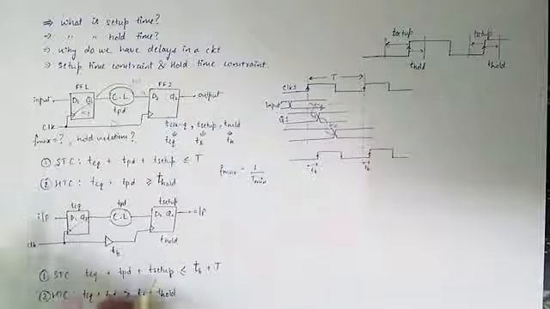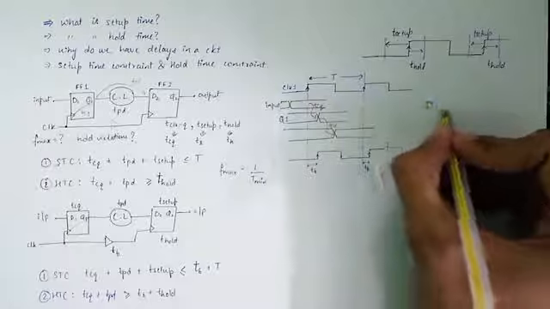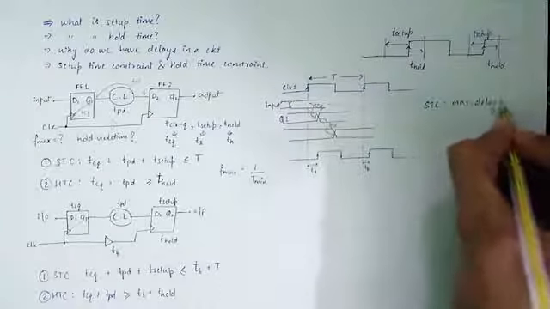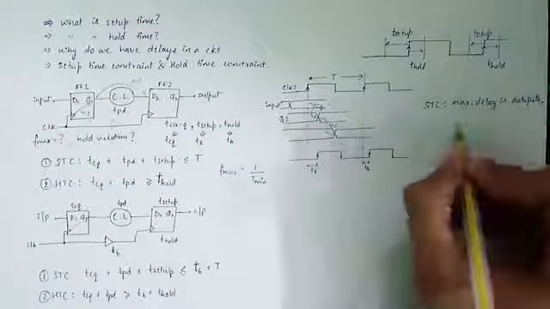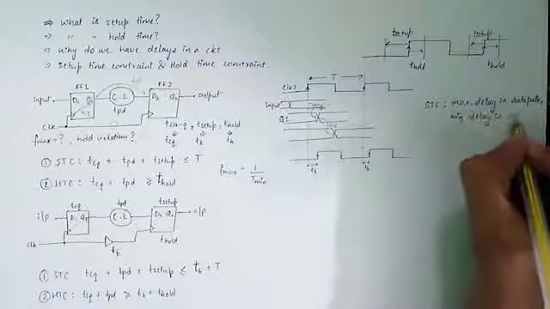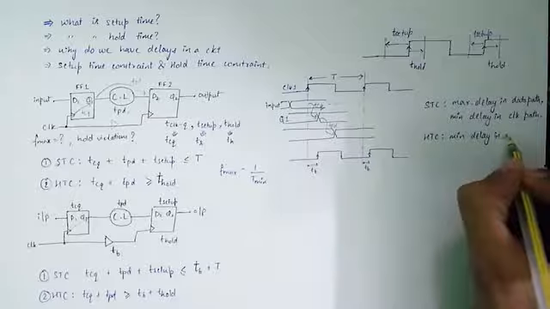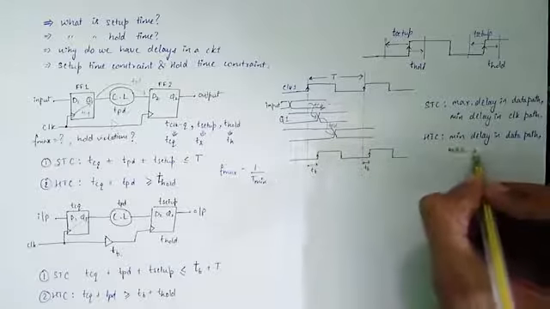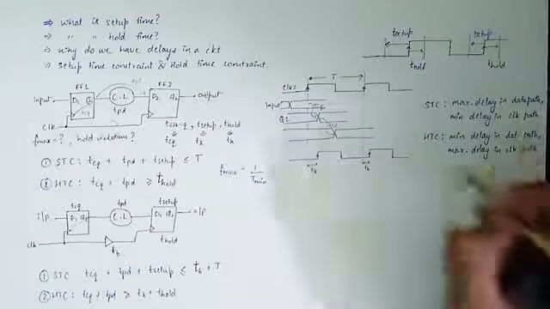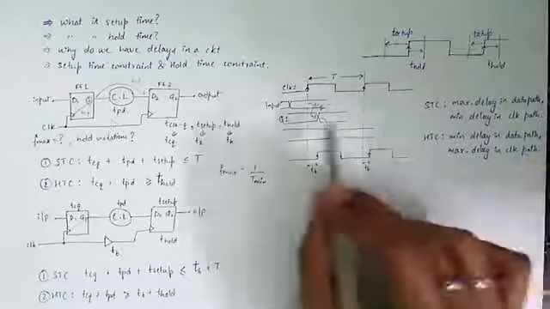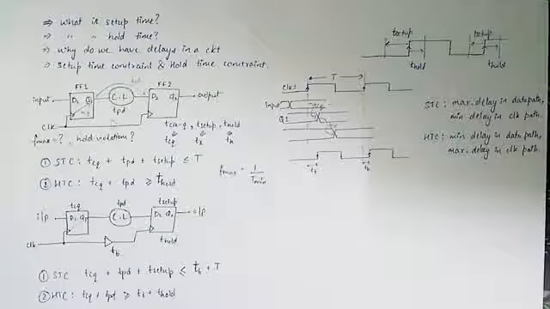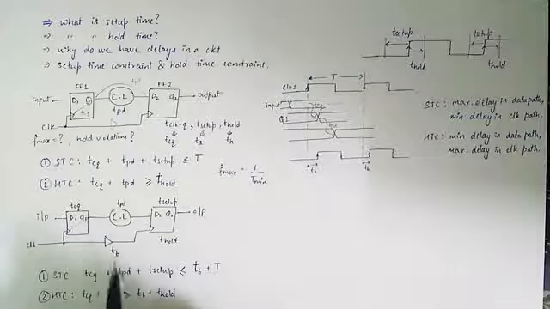Let's generalize this before moving forward. For setup time constraints, we consider maximum delay in data path and minimum delay in clock path. For hold time constraints, we consider minimum delay in data path and maximum delay in clock path. You can use these or just use basic logic to derive the worst case scenarios for your question using the timing diagrams. Let's go to the next question, which is just the modification of the same question.